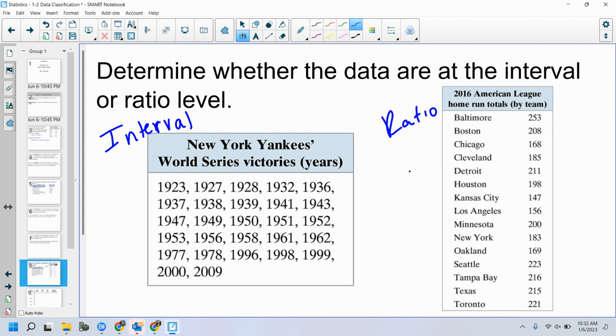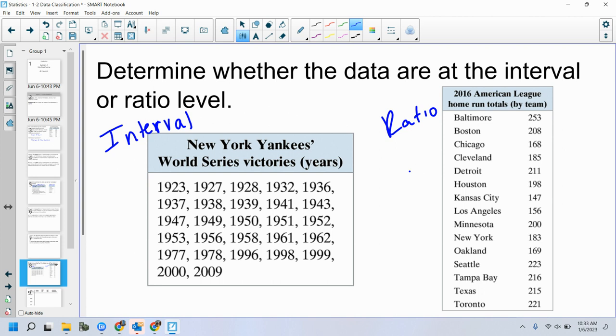Is 0 actually representing 0 of something? Well, 0 years, I get that. But in terms of a sliding scale, could I go below that? I mean, yeah, it's kind of like temperature in that respect, right? Time is all relative to when you're talking about beginning and end. So in this case, the Yankees World Series victories, I can say that that's just an interval level. I can find meaningful differences between the data, right?